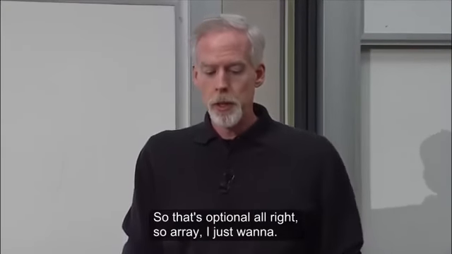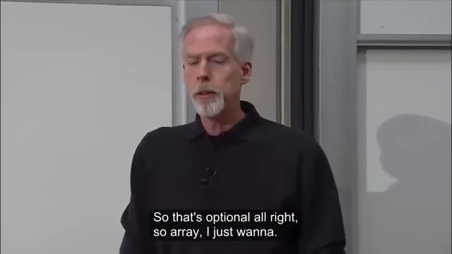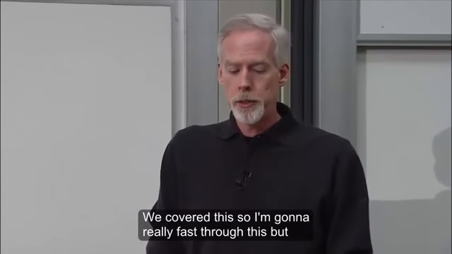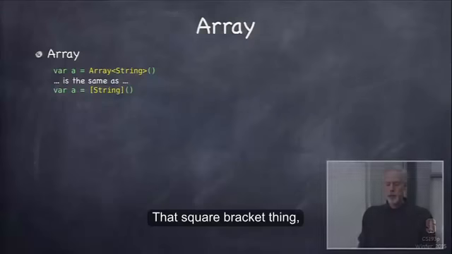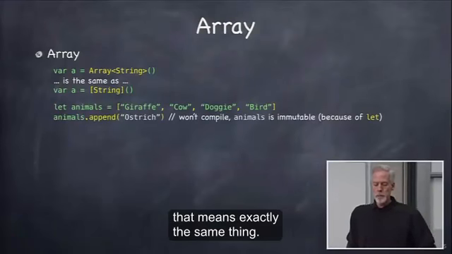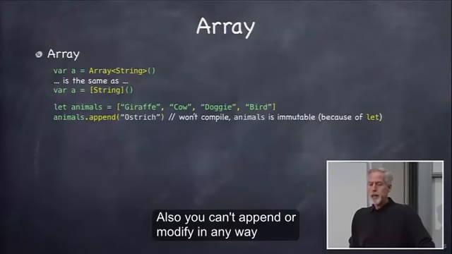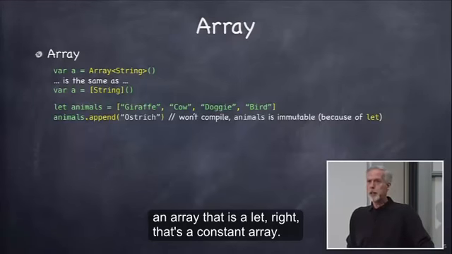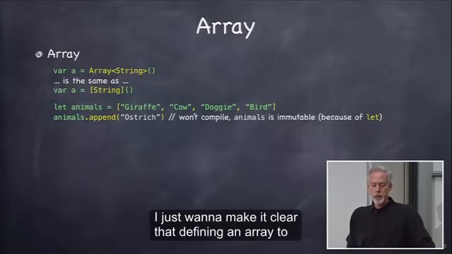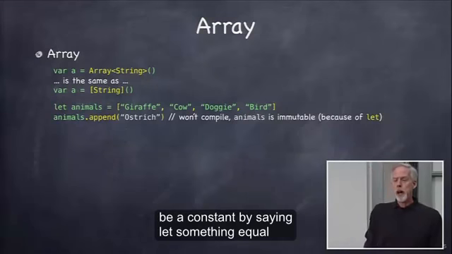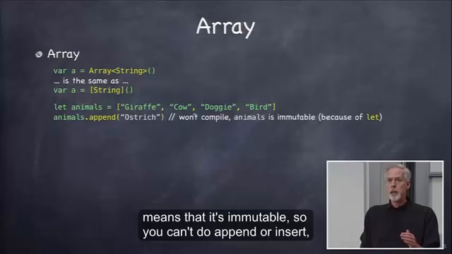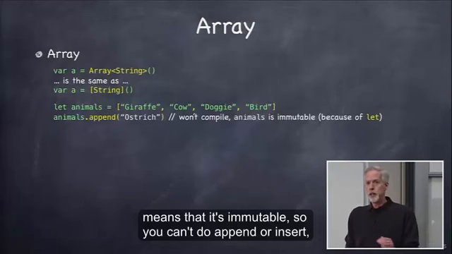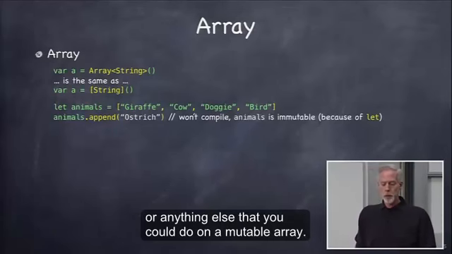Okay, so that's optional. All right, so array, we covered this, so I'm going to go really fast through this, but the syntax there is the same, right? That square bracket thing means exactly the same thing. Also, you can't append or modify in any way an array that is a let, right? That's a constant array. Defining an array with let something equal an array versus var something equal an array means that it's immutable. So you can't do append or insert or anything else that you could do on a mutable array.